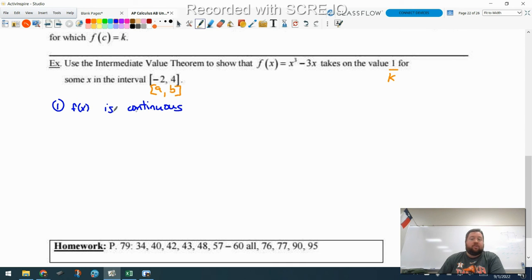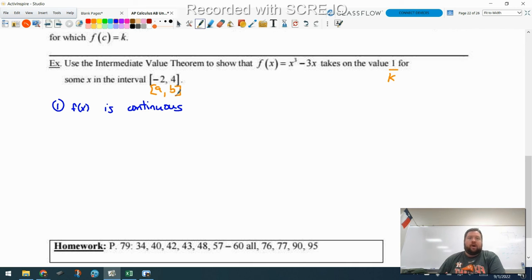Sometimes you have to think about this a little bit more. Our function is a polynomial. That means it has x raised to powers, and there's multiple terms. All polynomials are continuous everywhere. They never have a hole. They never have an asymptote.